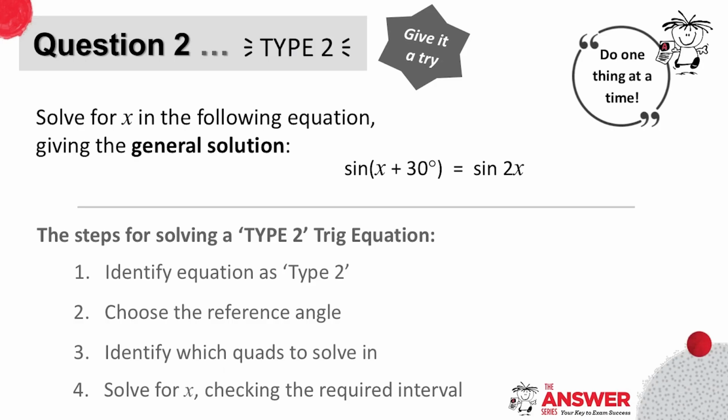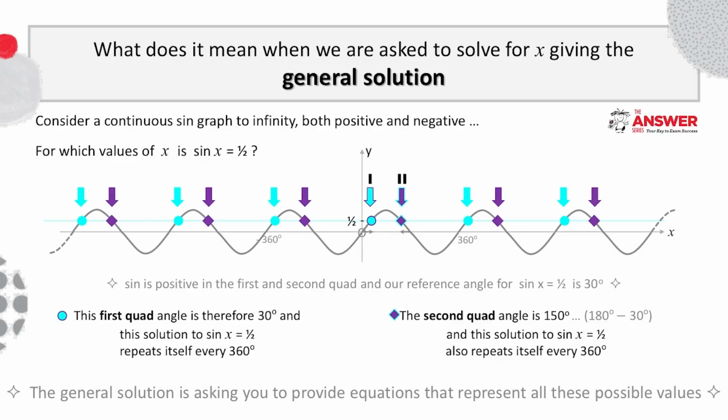The next example is a type 2. It asks us here to solve for x giving the general solution. Let's have a quick look first at what giving the general solution means before trying this example. We'll refer to the sine graph to illustrate the concept of general solution. As you can see, the graph has been drawn extending to infinity in both directions.